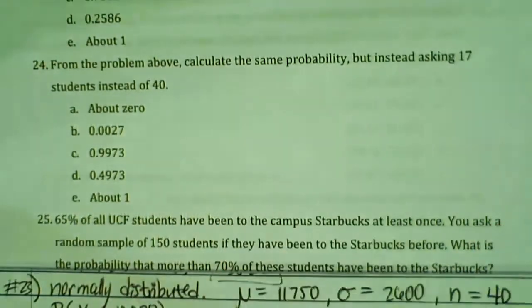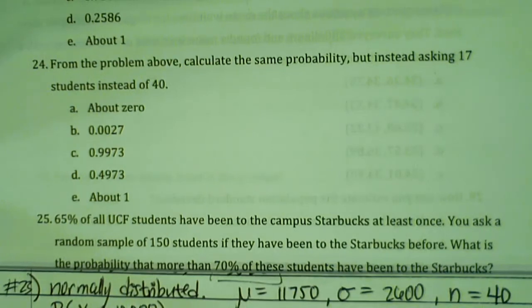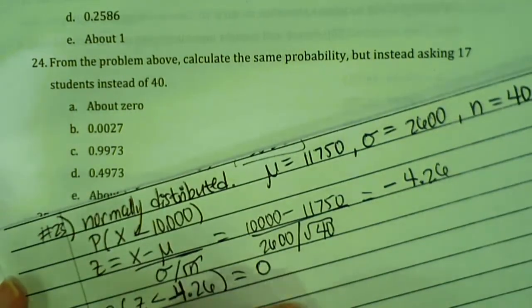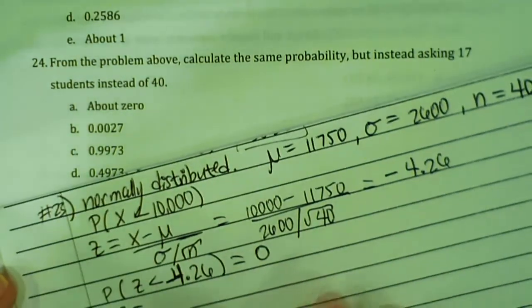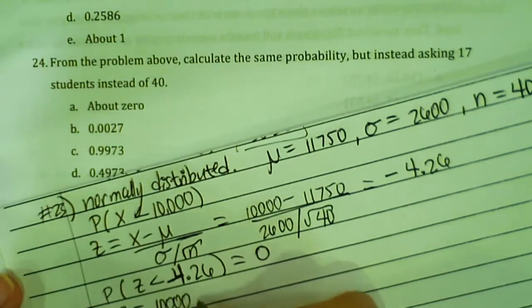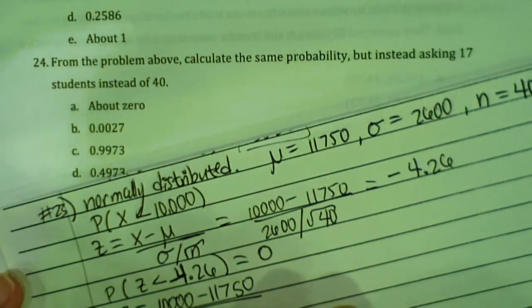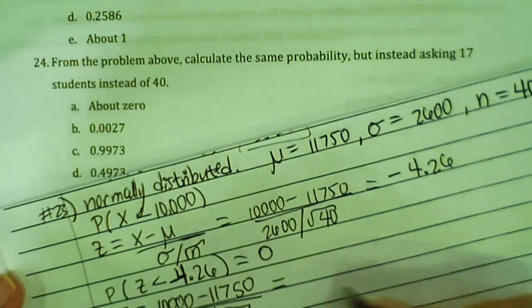Now it says from the problem above, calculate the same probability, but instead asking 17 students instead of 40. So how do we do that one? Do the same thing, everything over again, just plug in 17. Okay, so let's give that a shot. So we have number 24. If we do that, we have x is 10,000 minus 1,750 over 2,000 over the square root of 17 equals.